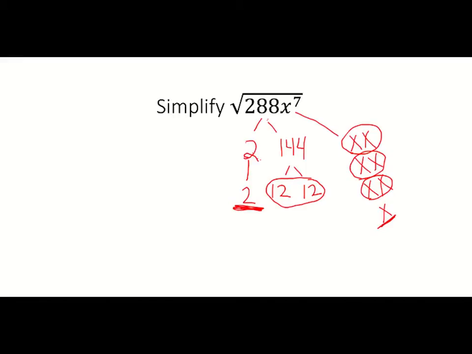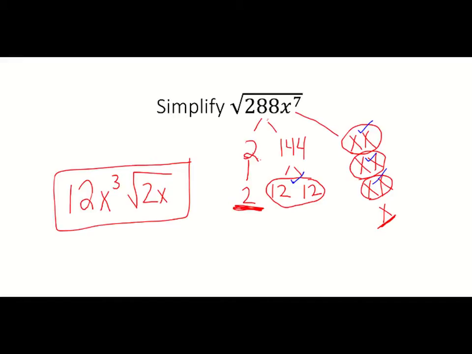So everything I circled, the 12, the x, the x, the x, all of that needs to leave the square root, where it will be 12 x to how many x's did we have? 3, so to the 3rd power. Square root, there was a 2 and an x left over. That'll stay on the inside as 2x. So this would be 12x cubed square root 2x.